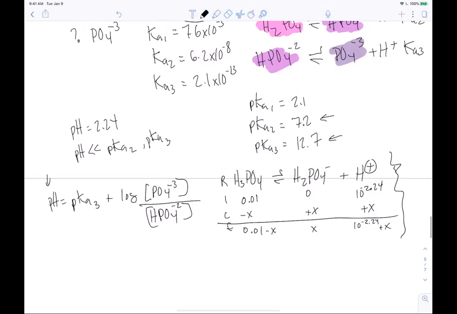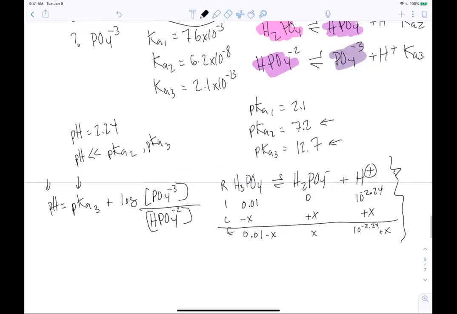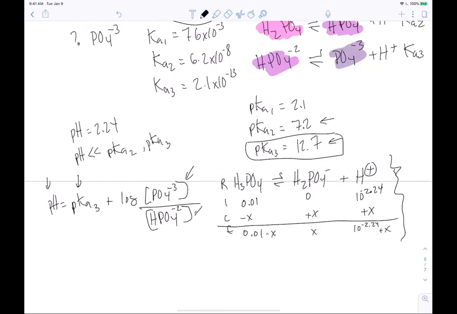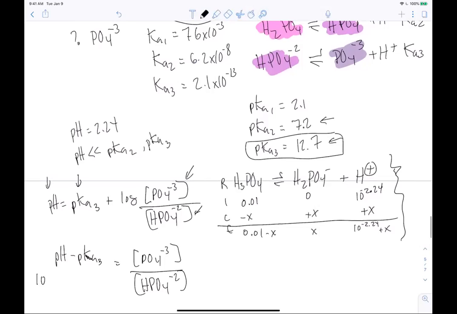So we know the pH and we know pKa3 because I calculated it already. And then we can calculate the ratio of these two things over here. So we could say, let's see, the pH minus the pKa3, and we want to take the inverse of that log, so that's 10 to that equals PO4 minus 3 over HPO4 minus 2. I feel like we're close at least.